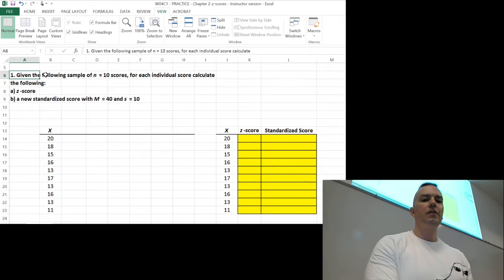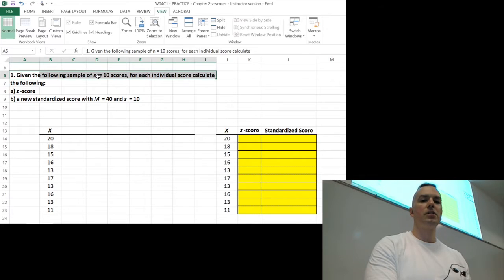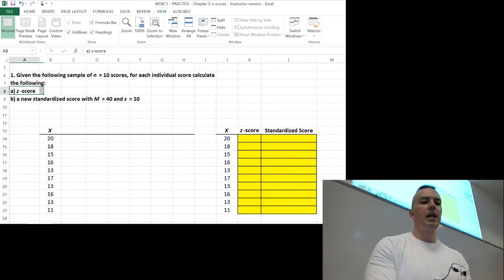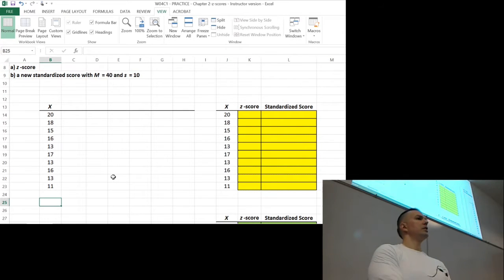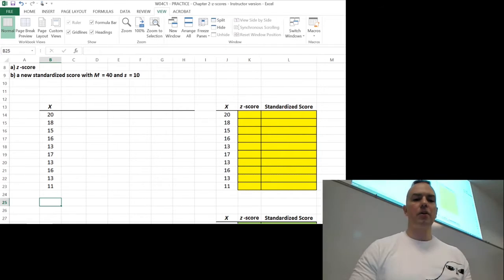So given the following sample of 10 scores, so that N means how many scores do you have? For each individual score, calculate the following. We're going to want to calculate Z-scores, and we're going to want to calculate a new standardized set of scores with a mean of 40 and a standard deviation of 10. All right, so the first thing I'm going to do is show you what not to do, so you don't make this mistake. So don't do this on your own.